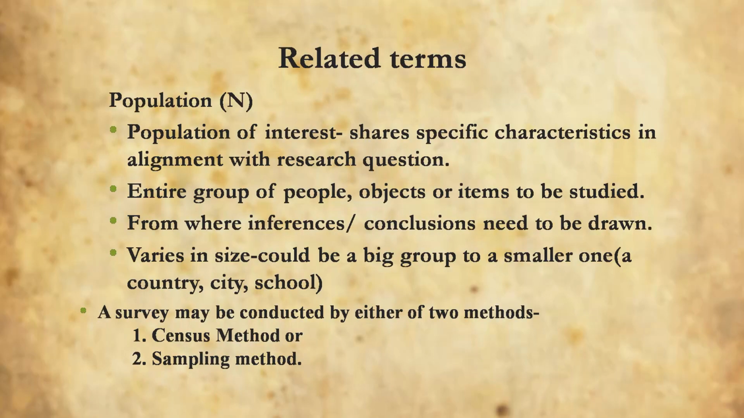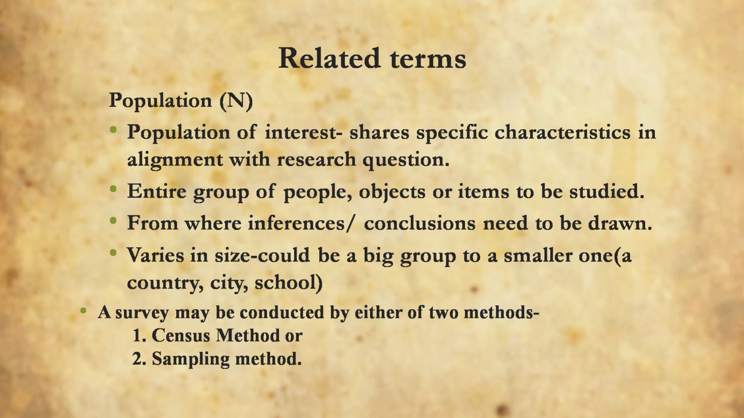The first term that we are going to try to understand is the population. The population, which is denoted by capital N, is the population of interest who shares specific characteristics in alignment with the research questions. So population is the entire group of people, objects or items to be studied, from where inferences or conclusions need to be drawn.